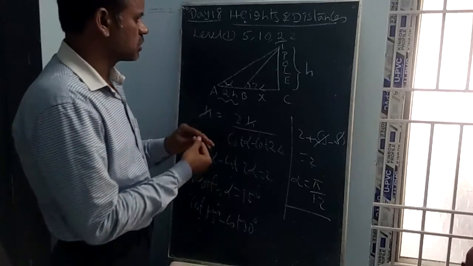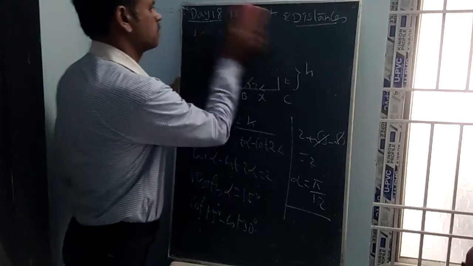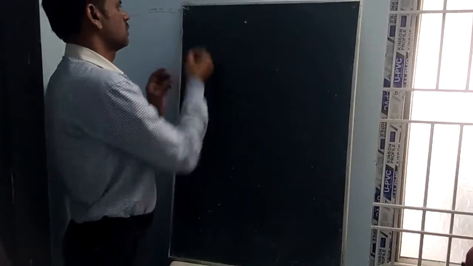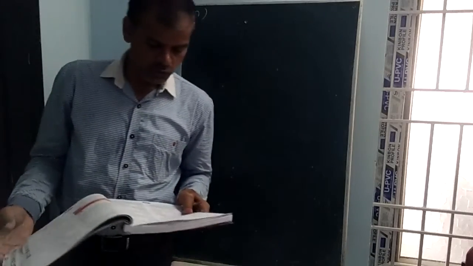Now let us see 10th question. This is an important question. According to theory also, two towers are standing on a level ground. From a point on the ground midway between them, the angles of elevation of their tops are 60 and 30 degrees respectively. If the height of the first tower is 100 meters, then what is the height of second tower?